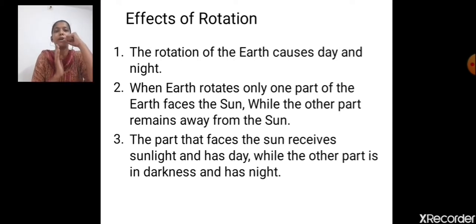The part that faces the sun receives the sunlight and has daytime, while the other part is darkness and has night. This concept of rotation you will be able to understand through the video that I will be showing you next. It will make you understand the word axis, how it rotates, the north pole and the south pole, and also how it causes day and night. So let's see the video and make this concept of rotation clear to us.